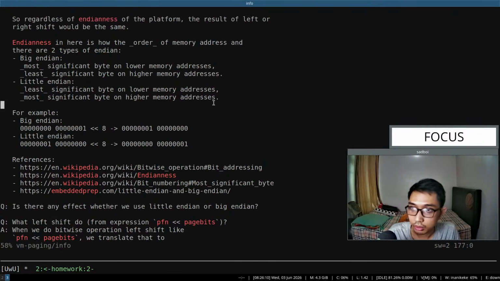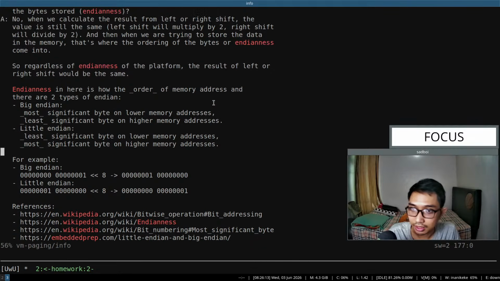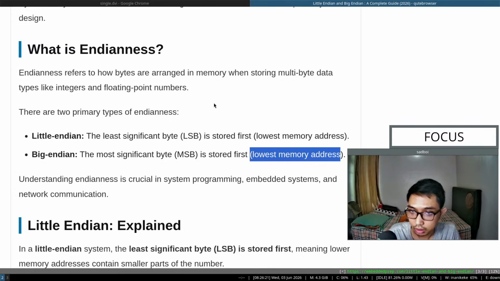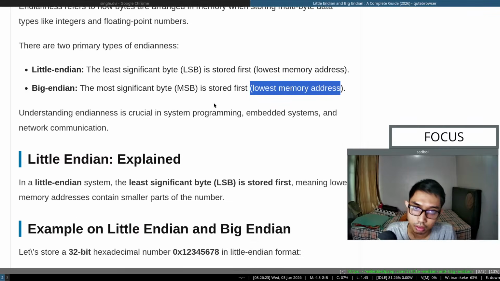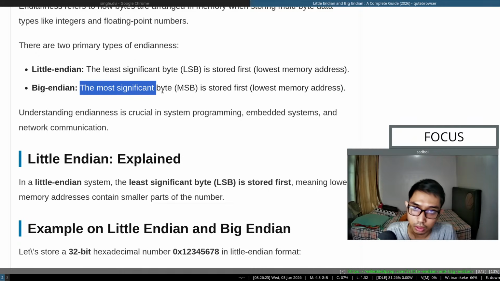Yeah, I'm trying to make an analogy, I guess. Most significant byte on lower memory address. Most significant byte. So the biggest byte is stored first.